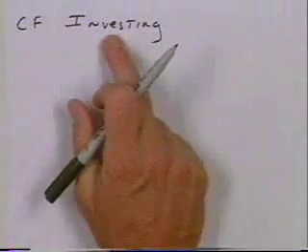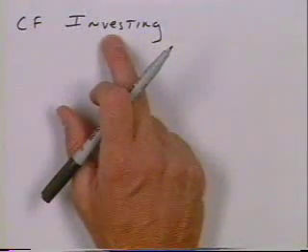Now, what are investing activities? And remember, that's a little bit confusing to most students. Investing activities to the firm are purchases of property, plant, and equipment. The firm invests in the things it needs to create a product.